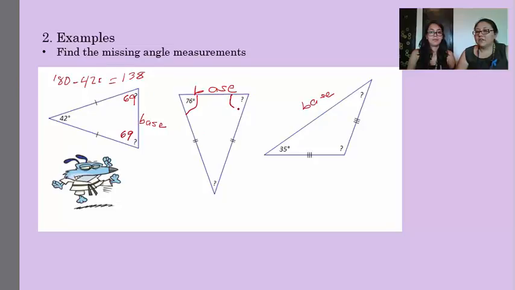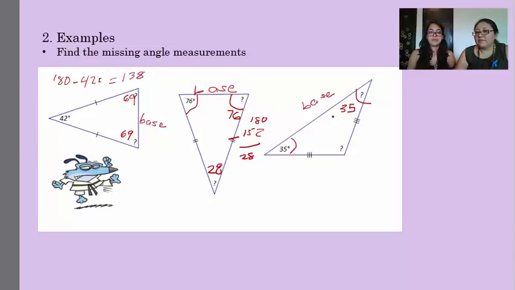So then, what do you think this would be? 76. Awesome. So we have 76 and 76, which would be 152. We take that 152 from 180, and that would be 28. So this angle here will be 28. On this other side, we have 35 here, and 35 here, because both angles would be the same.